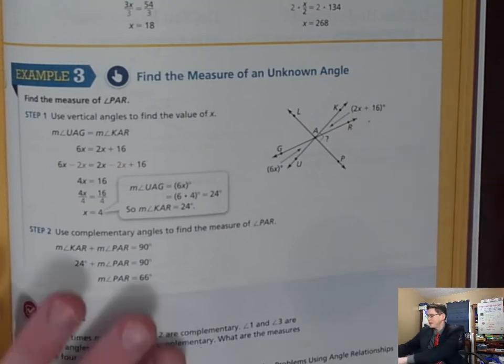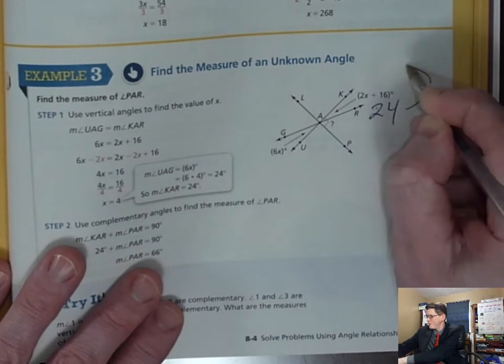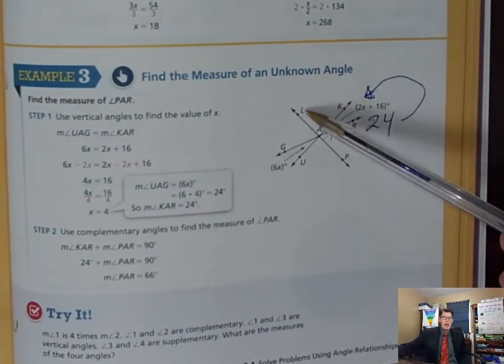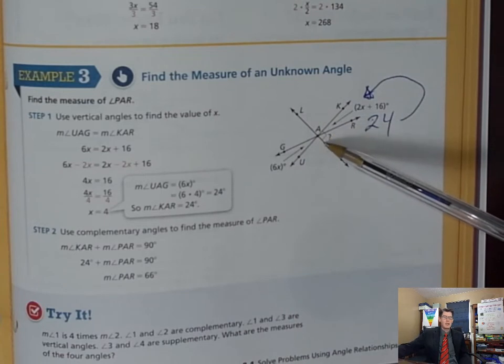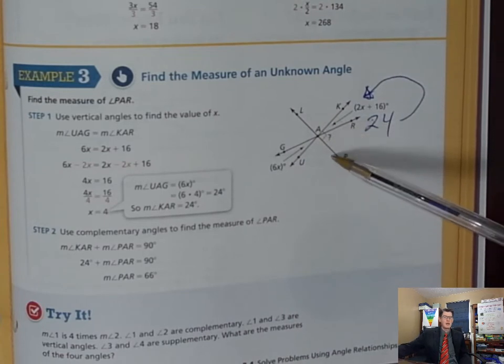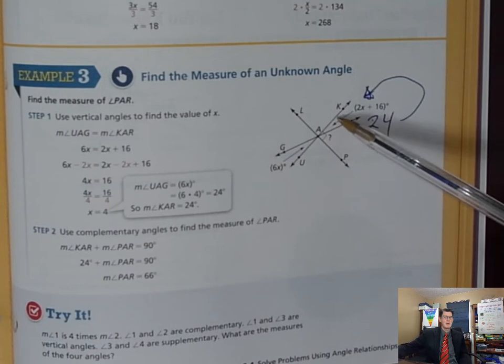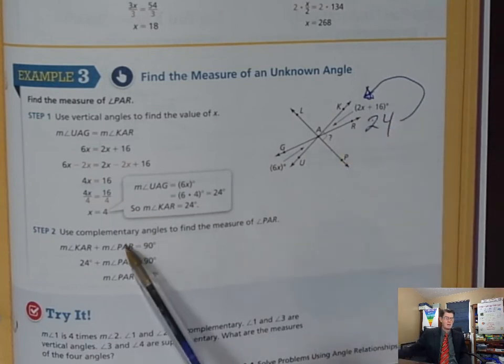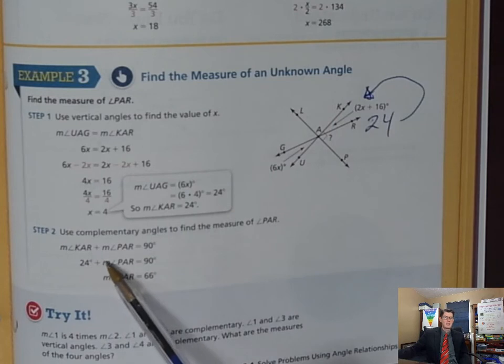8 plus 16 is 24. So that angle in there is 24. And then you know from this box right here that these two adjacent angles are complementary. They add up to 90. So 24 plus something is 90, and that something is 66.